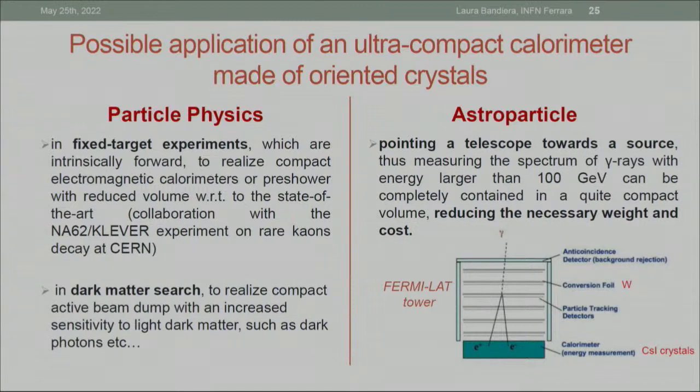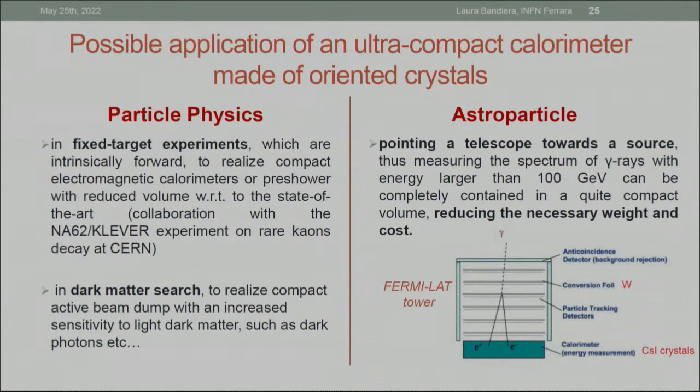A possible application of an ultra-compact calorimeter made of oriented scintillators can be in fixed target experiments that are intrinsically forward, so you usually have a few milliradians of range. In dark matter searches, to realize a compact active beam dump with increased sensitivity to light dark matter. In astroparticles, you can point a telescope toward the source and reduce the volume needed to contain the shower started by gamma rays above 100 GeV. And keep in mind that if you are not in pointing strategy, your calorimeter still works in the standard way. So it's not 0-1. If you are not pointing, it's even worse, because this is a Fermilab tower.